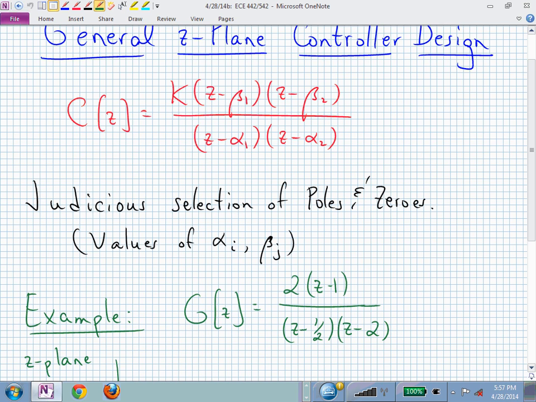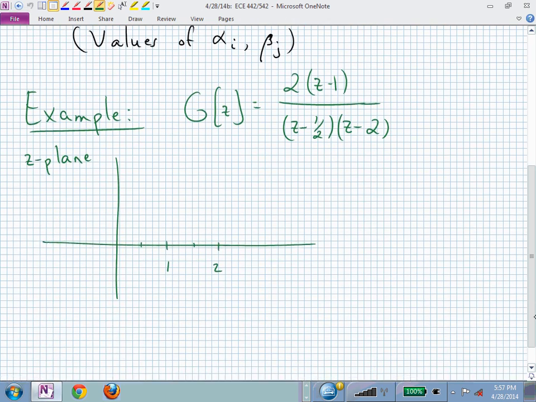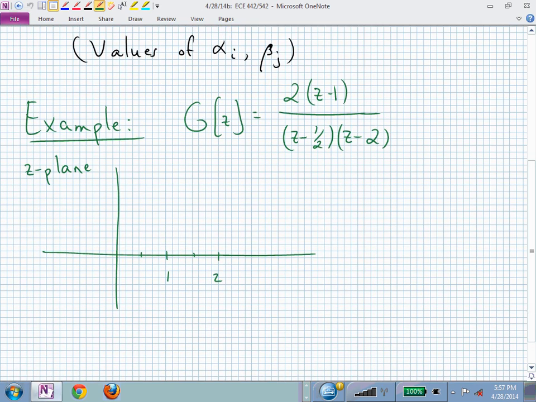It's easier to think about this with an example. Let's assume that we now have a plant, G of Z, that has a 0 at z equal 1. It has a pole at 1/2, and it has another pole at 2. Let's see if we can actually stabilize that. Here's our system. We can sketch what we know. We have a 0 there, and we have a pole here and a pole there.